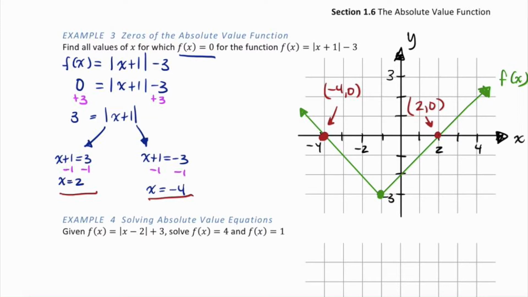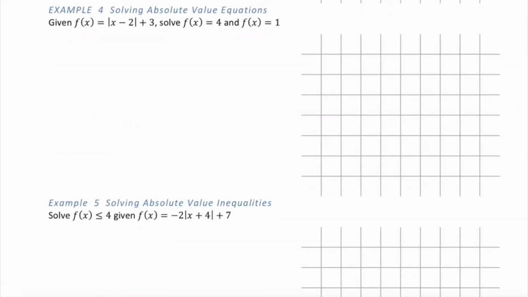Now let's do this again for example 4. Example 4, solving absolute value equations. Given f of x equals absolute value of x minus 2 plus 3, solve f of x equals 4 and f of x equals 1.